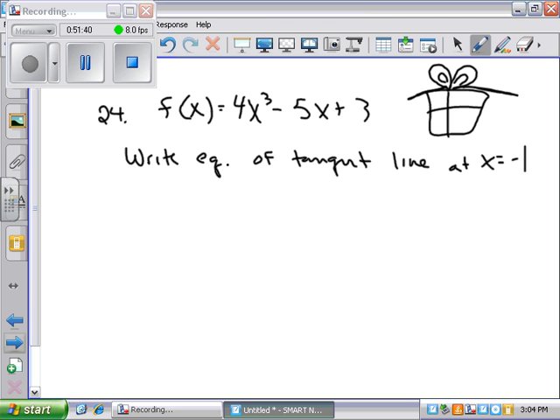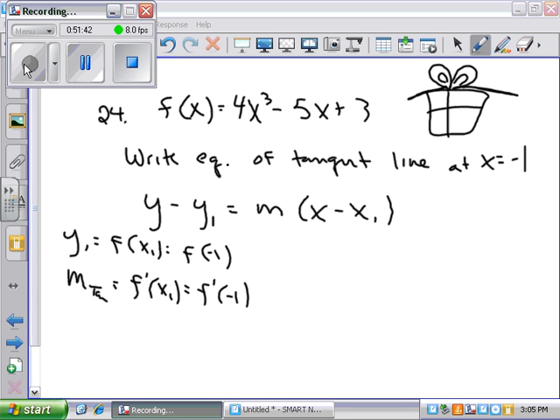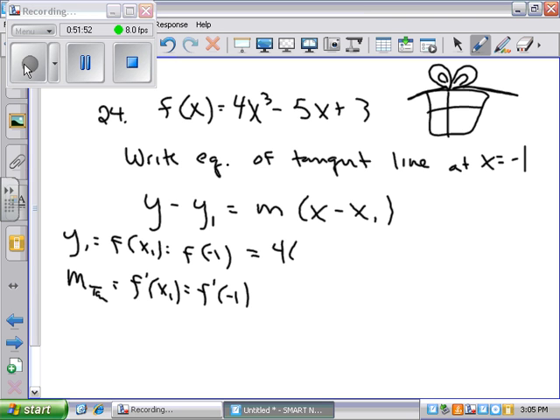All right, I'll give you a second to do it. Write an equation of a tangent line. We use the point-slope formula. To get y1, you have to plug your x1 into the function. So when you plug -1 into the function, we have -4 plus 5 plus 3. What's that, kids? 4. To get the slope of your tangent line, you have to plug the x1, the -1, into the derivative.